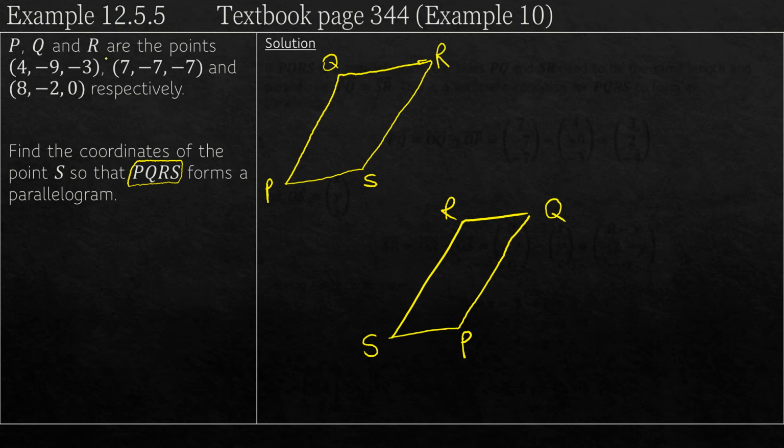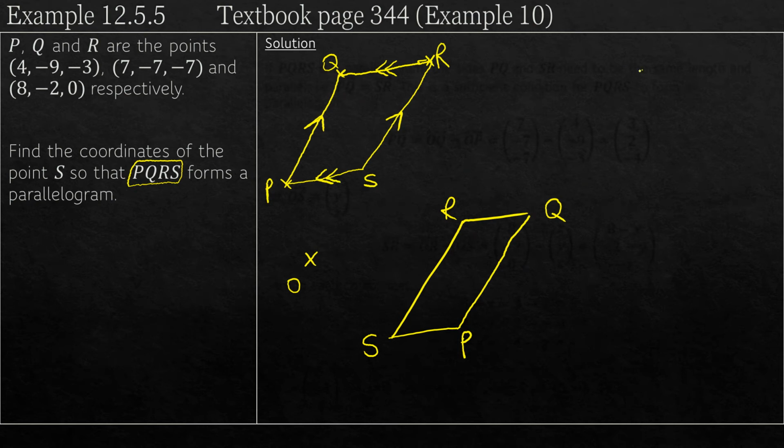So we know where P, Q, and R are. In other words, we know how to get from the origin to each of P, Q, and R. We just need to figure out where S is. Well, if it's a parallelogram, then opposite sides are the same length and they are also parallel.